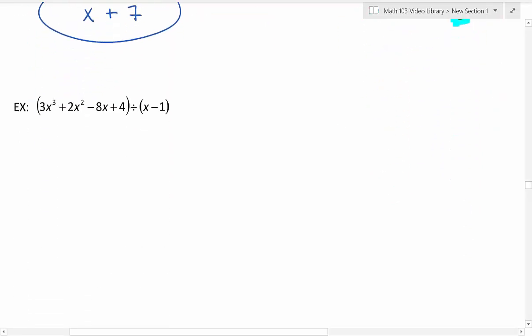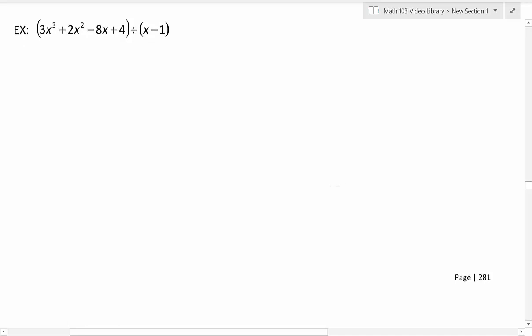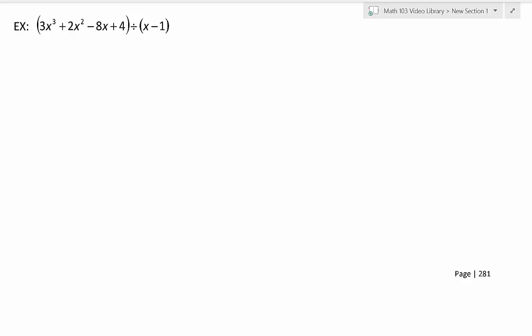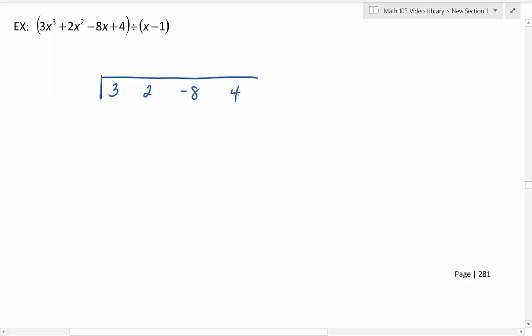Let's try another example. Let's divide 3x cubed plus 2x squared minus 8x plus 4 by x minus 1. We'll start by setting up our division. Underneath our division bar are the coefficients of our dividend. And on the outside is the 0 of our divisor. Our divisor is x minus 1, so the 0 is positive 1. Notice that it's always the opposite sign.